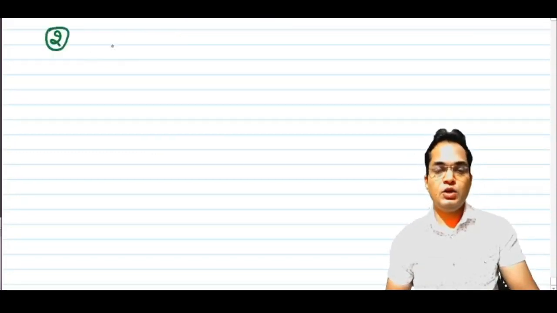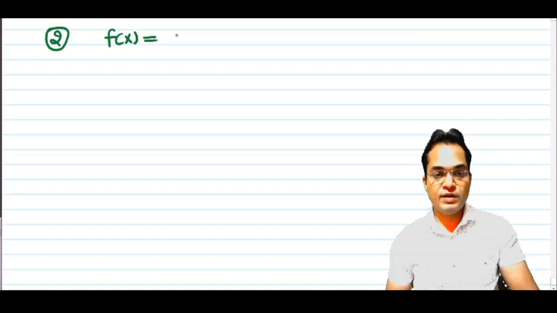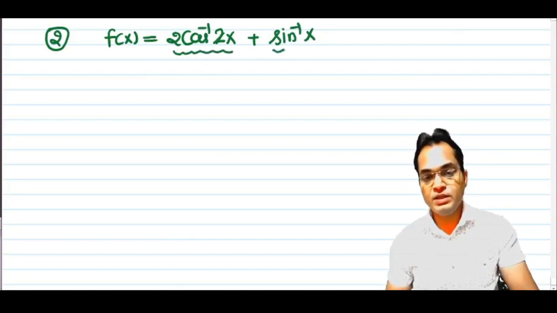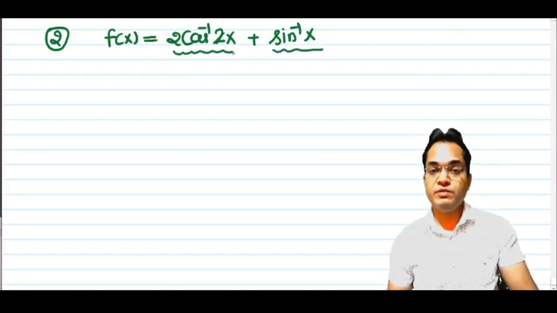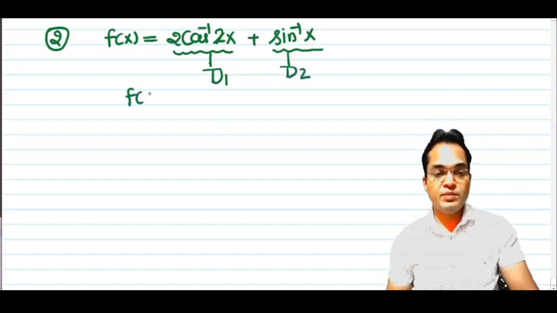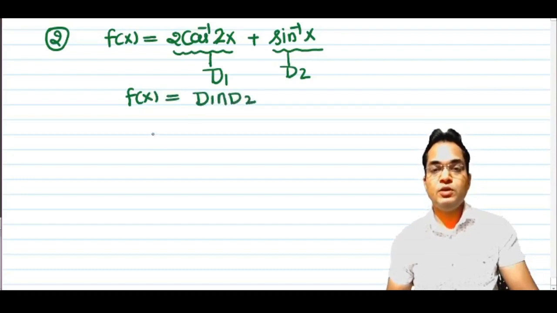You have to find the domain of f(x) = 2 cos inverse x, or you can say cos inverse 2x, plus sin inverse x. This is the question. As we know, the domain of two functions in addition form will be the intersection of the domains of these two given functions g(x) and h(x). Let the domain be d1 and here is the domain d2, then the domain of f(x) will be d1 intersection d2. Yes or no?